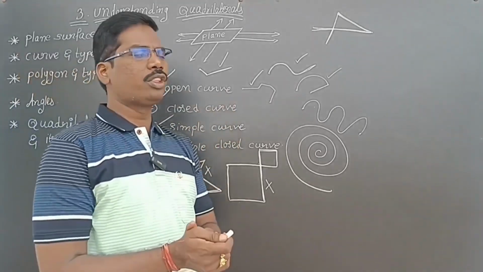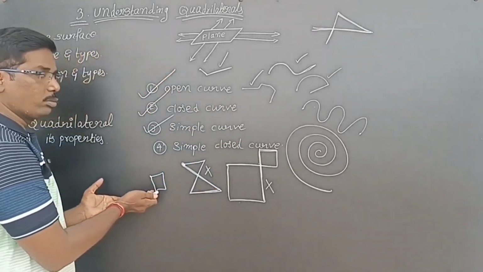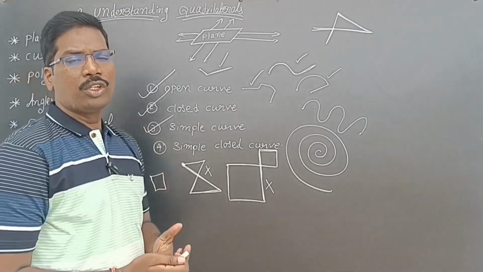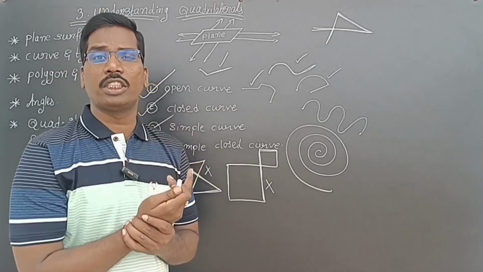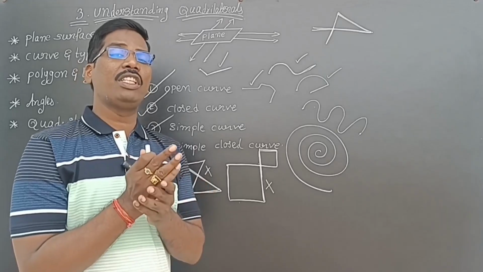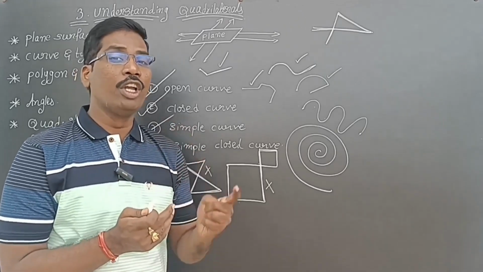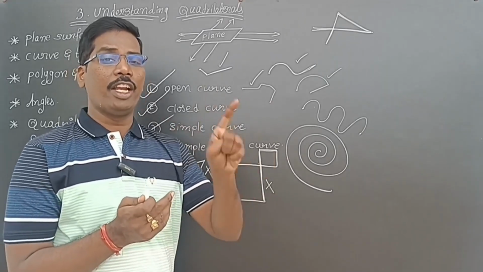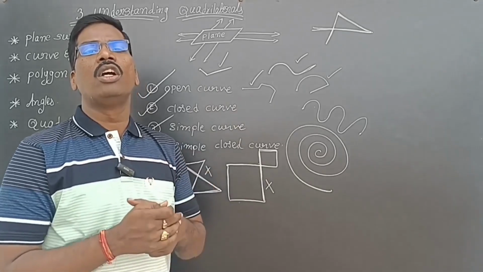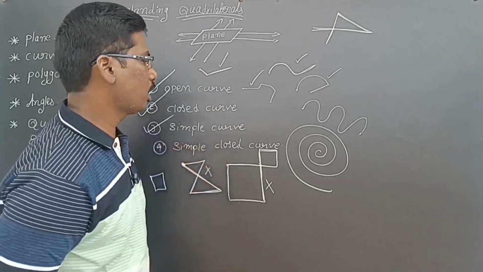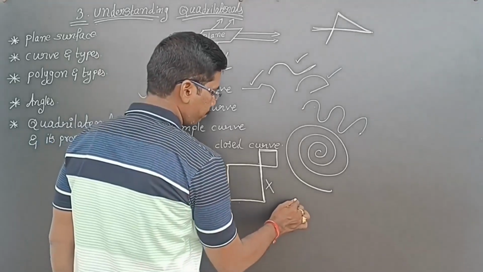Simple closed curve. Simple closed curve means a curve whose starting and ending points are the same, but which does not cross itself, which does not overlap. Let us see here.